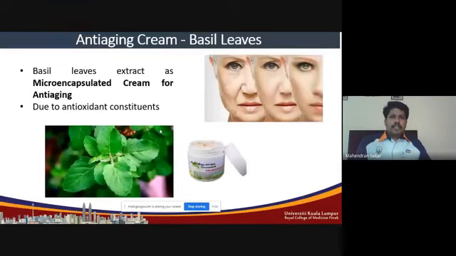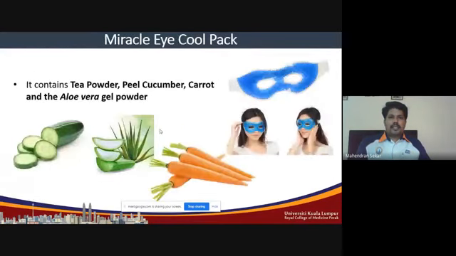And the next one is anti-aging cream, which is made up of basil leaves, because it contains more antioxidant constituents. And this product is very interesting, which is the Miracle Eye Cool Pack, which contains some vegetables and herbal plants inside the mask, containing tea powder, peel cucumber, carrot, and aloe vera gel powder. This can give some kind of health benefits to the public and the customers.